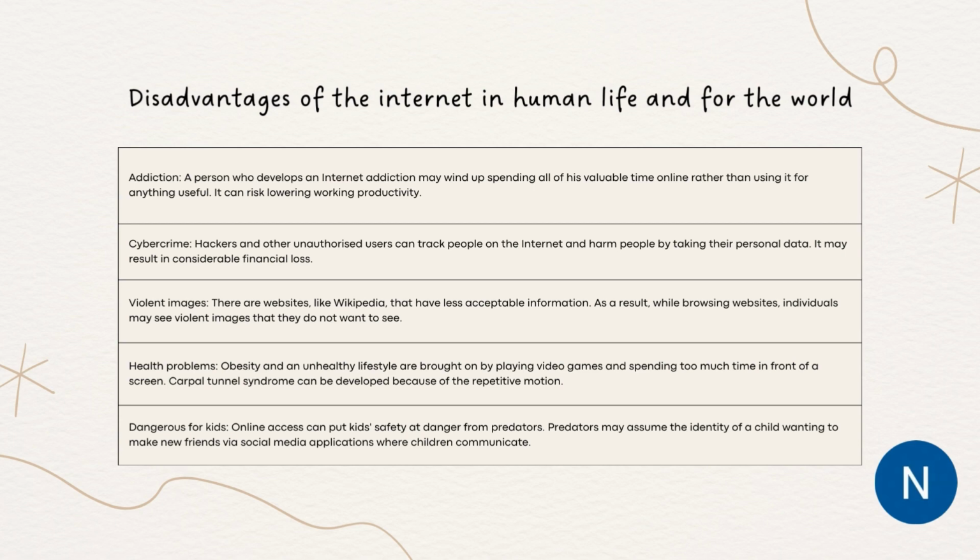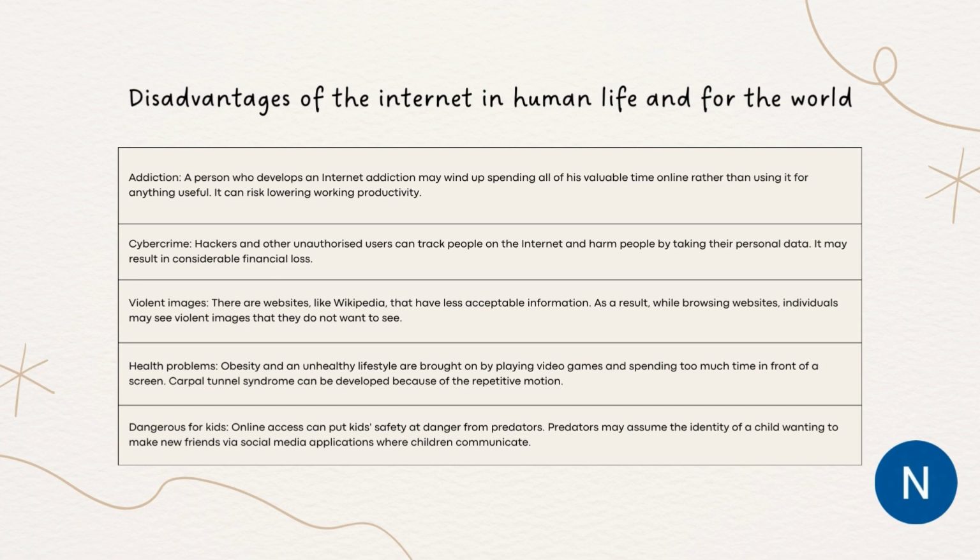Next, cybercrime. Hackers and other unauthorized users can track people on the internet and harm people by taking their personal data. It may result in considerable financial loss. Then, violent images. There are websites like Wikipedia that have less acceptable information. As a result, while browsing websites, individuals may see violent images that they do not want to see.